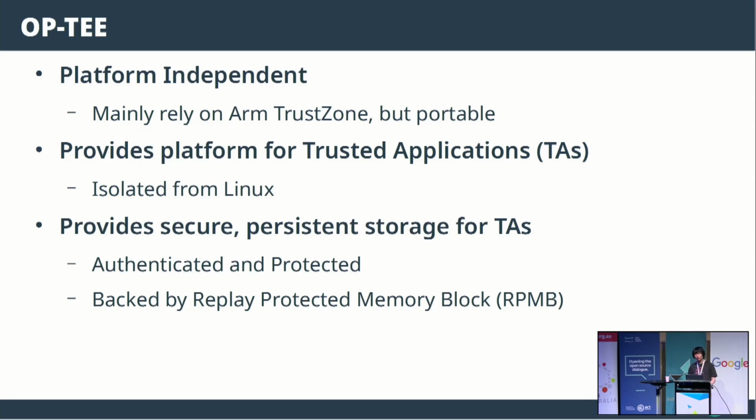It provides a platform for trusted applications to run. Trusted applications are applications that perform a specific functionality. For example, on a mobile device with payment features, that payment would be processed by a trusted application running within the trusted execution environment. And it also provides some common functionalities for applications to take advantage of, for example, secure and persistent storage. With OP-TEE, you can choose to store sensitive data in an authenticated and protected area of your eMMC called the Replay Protected Memory Block.